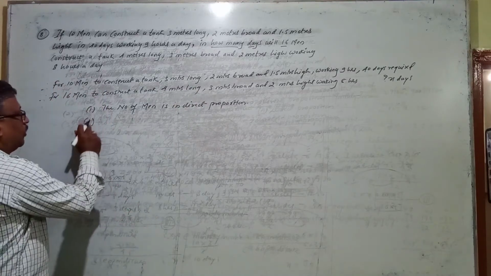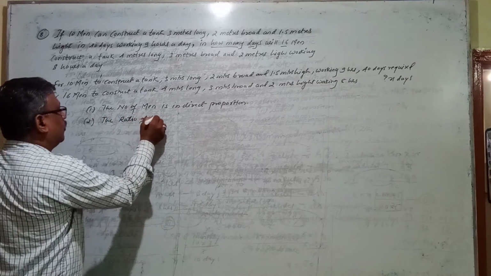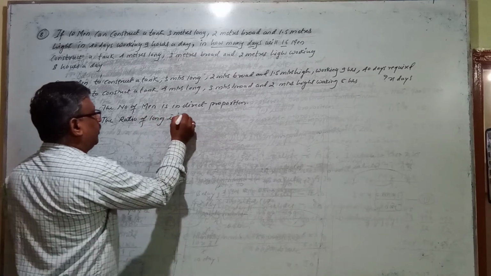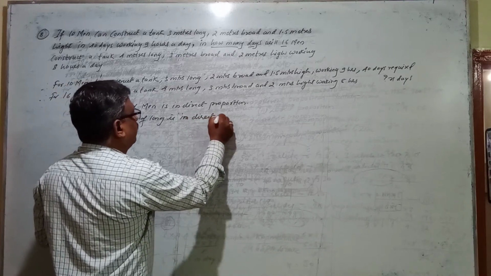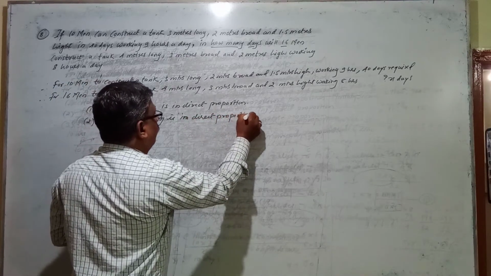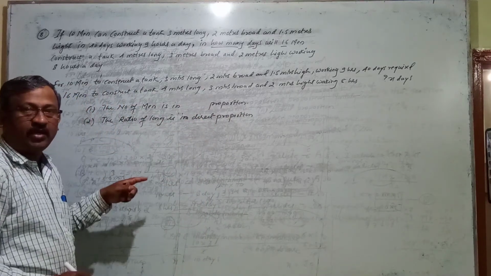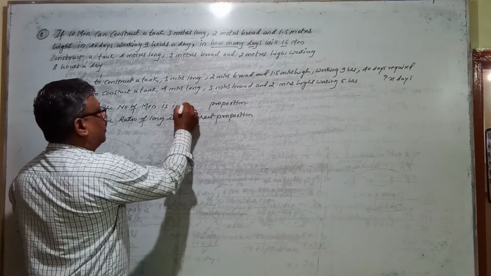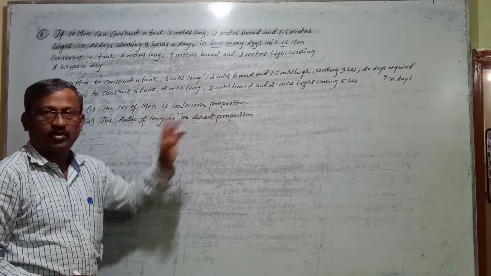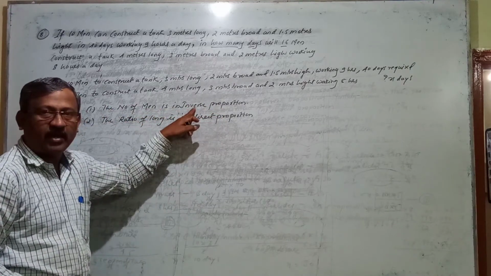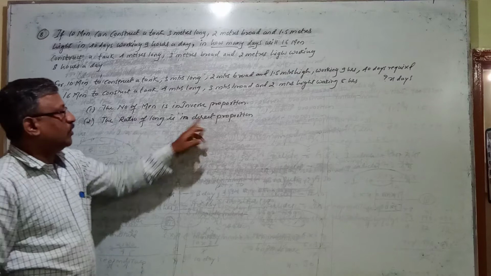So here you put number 2 and write: the ratio of length is in direct proportion. Here I have made a mistake. Number of men is not in direct proportion, it is in inverse proportion. So for the first one, I am taking inverse. Number of men is in inverse proportion, not direct. By mistake I have written direct, so you can correct that. Then the next one, the ratio of length, is in direct proportion.